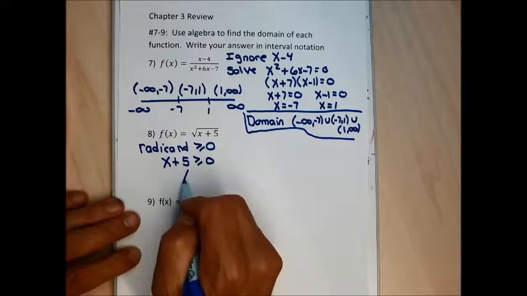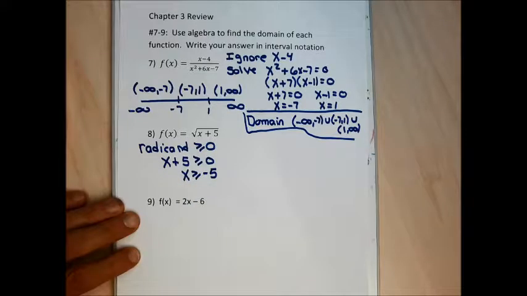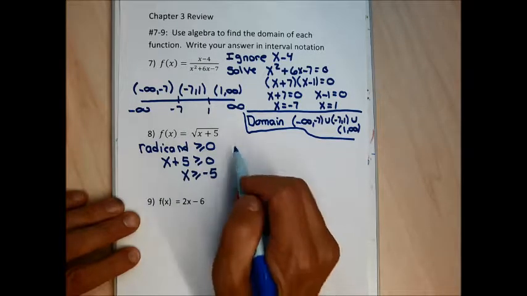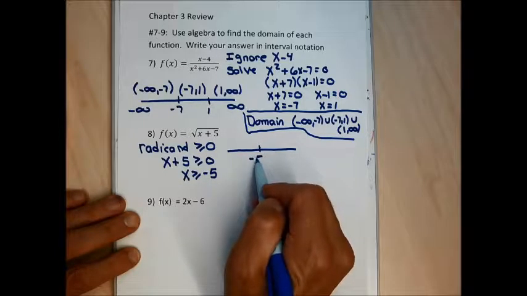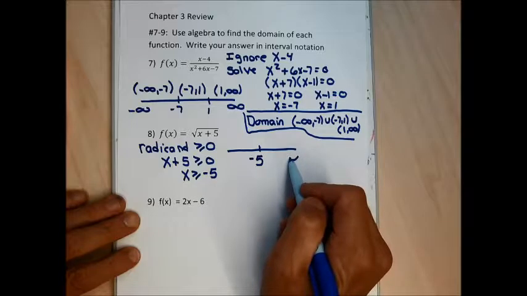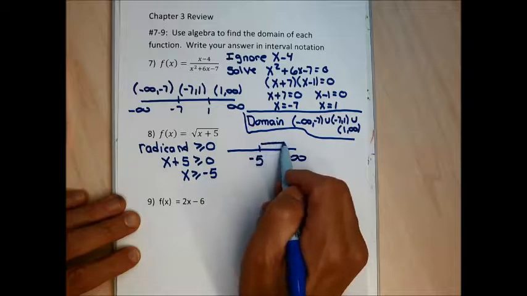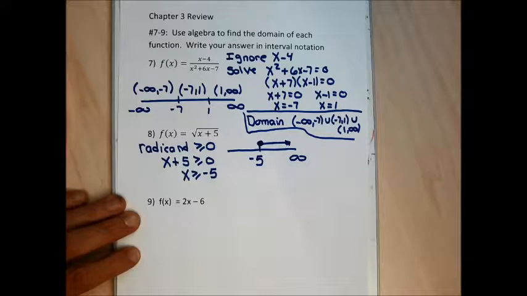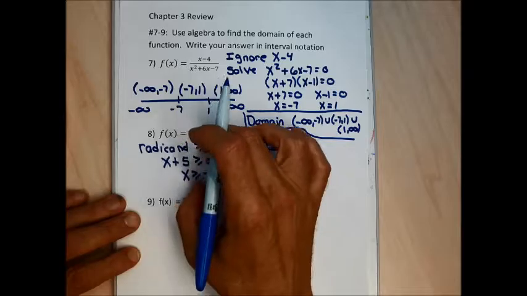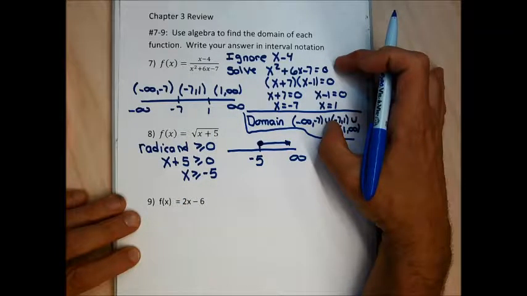If I subtract 5 from both sides, I get x is greater than or equal to negative 5. This is technically the domain. If I want to show this on a number line, the numbers that are greater than or equal to negative 5 are any number from negative 5 off to infinity. This would be a picture of the domain.